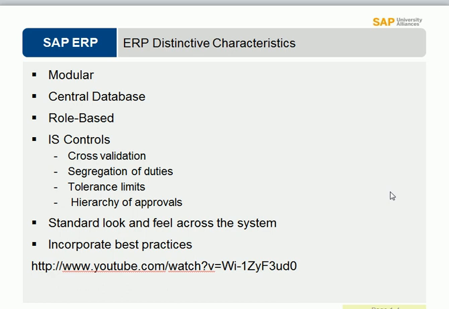Segregation of duties means that people who assume specific roles will not be assigned conflicting tasks that allow them to perform fraud within the system. So if I am a person receiving goods in the warehouse, I cannot also be the person who is ordering. Ordering is different from receiving because, as we said, you want to have checks and balances.